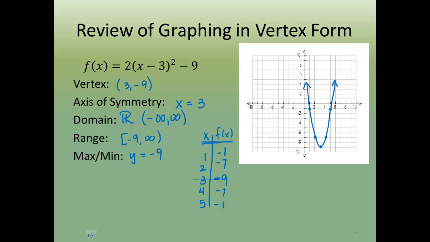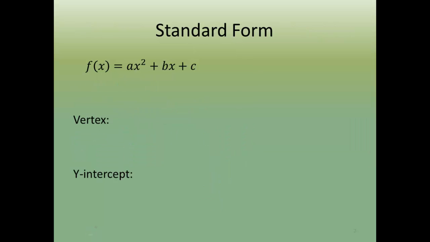All right, let's try another one. This time we're going to discuss standard form. And our standard form, similar to the standard form of a line, which was ax + by = c, involves the coefficients a, b, and c. A is very similar to the a that was in our vertex form, where it discusses how fast the graph rises, which is either a stretch or a compression.